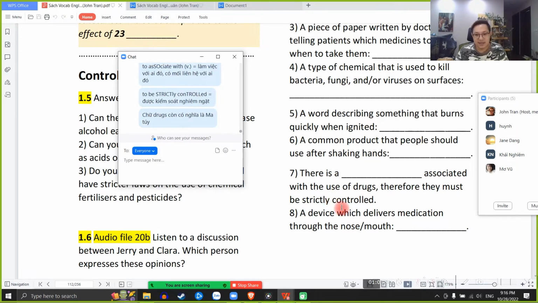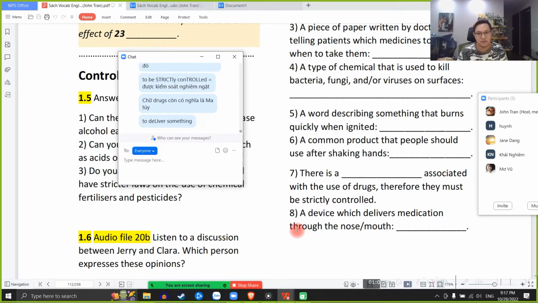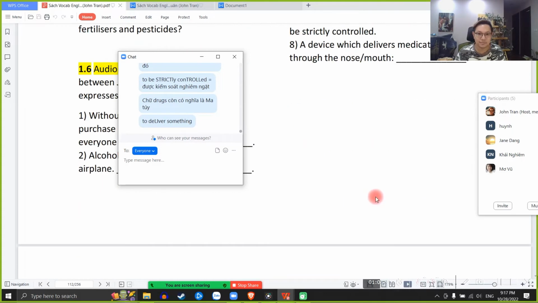Number 8. A device which delivers medication through the nose or mouth. Một cái công cụ mà nó deliver, nó giống như nó đưa thuốc vào thông qua cái đường mũi hoặc đường miệng. A device would deliver medication through the nose or mouth. Nó gọi là cái thiết bị gì?